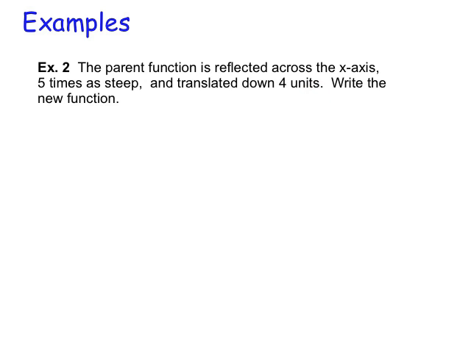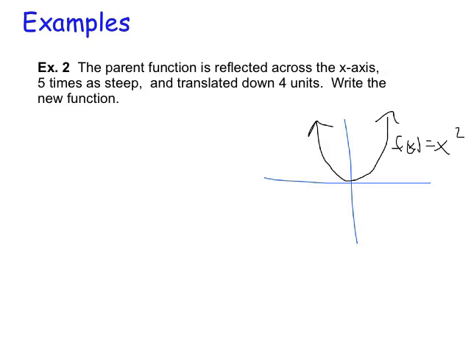Okay, so let's go ahead and write this new rule. Alright, so to begin with here, let's draw our common function. We always start with the common function. Okay, so that kind of sketches the common function. Remember, that is going to be f of x equals x to the second power. Alright, so first of all, it's 5 times as steep. What is that? Is that an A or an H or a K? If you said A, you are right. Okay, so that's going to be our A value.